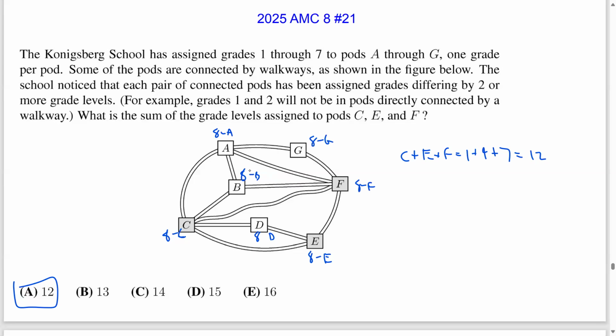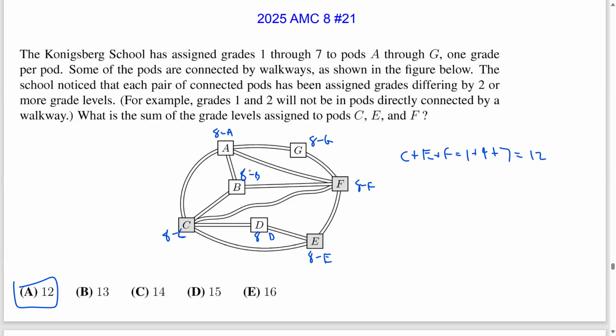We can see this because if A and B differ by 2 or more, then so will 8 minus A and 8 minus B. I'll leave it to you to check that. But the key idea here is that by replacing these 7 grades with 8 minus A, 8 minus B, and so on, this gives another assignment that satisfies the conditions of the problem. Moreover, because this is an AMC8 problem, there must be one and only one answer.